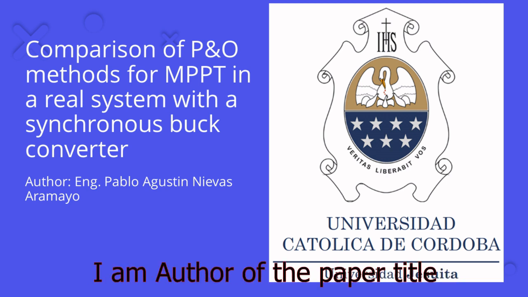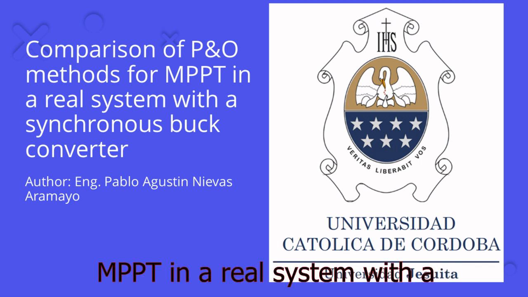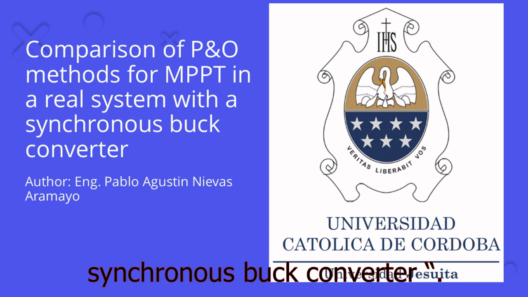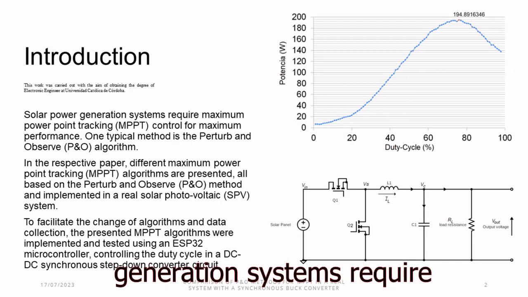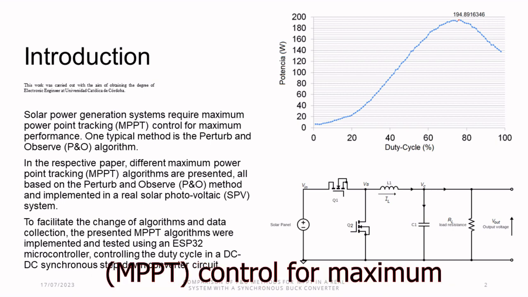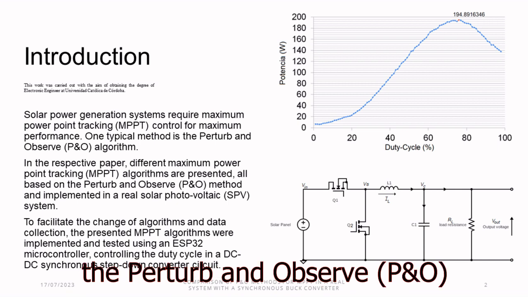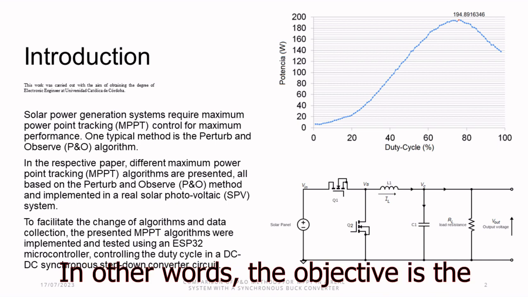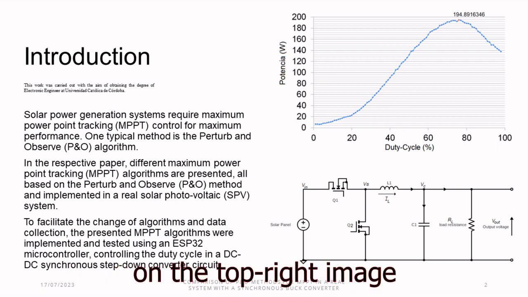I'm author of the paper titled Comparison of P&O method for MPPT in a real system with a synchronous buck converter. Well, to start, solar power generator systems require maximum power point tracking (MPPT) control for maximum performance. One typical method is the Perturb and Observe (P&O) algorithm. In other words, the objective is the maximum point of the power curve on the top right image.